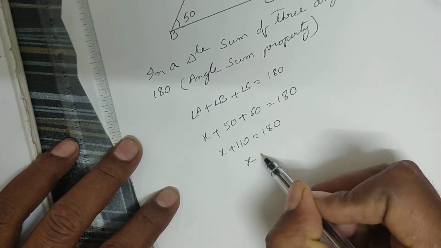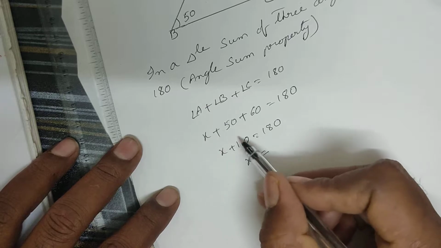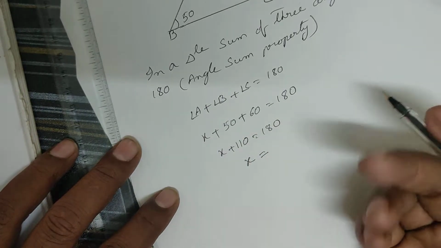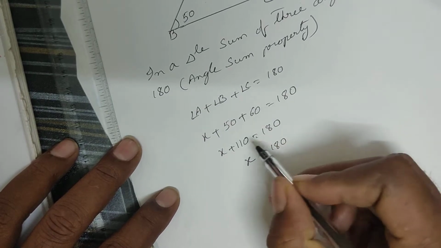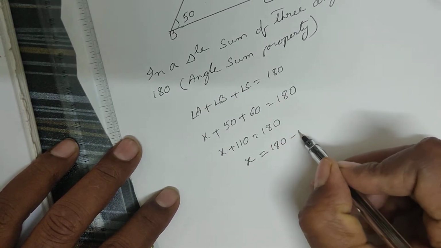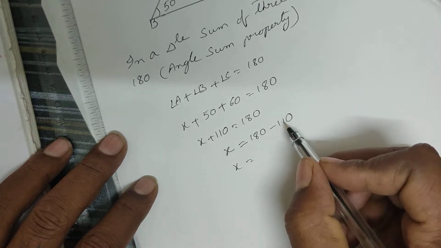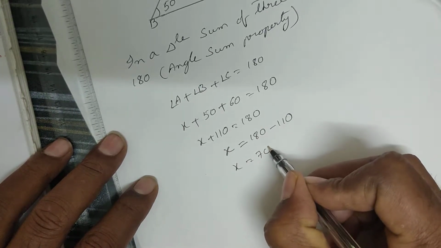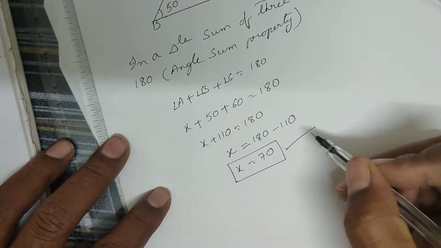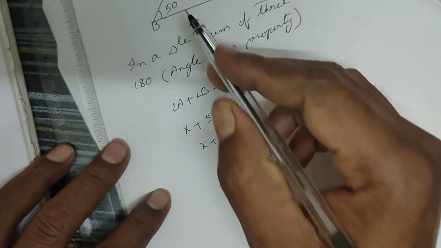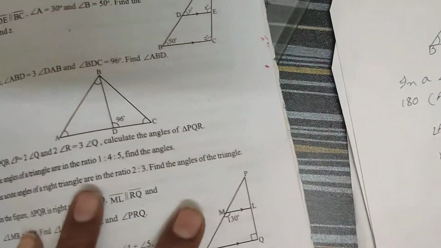So you are making x the subject. So 110 is having plus. This plus 110 quantity you are taking to the right hand side. Already in the RHS what you have, 180 is there. This plus quantity will become minus quantity. So x is equal to, from 180 if you subtract 110 you are getting 70. So what you got here, x value as 70. Like this you have to do it. You found the unknown value by using the angle sum property.